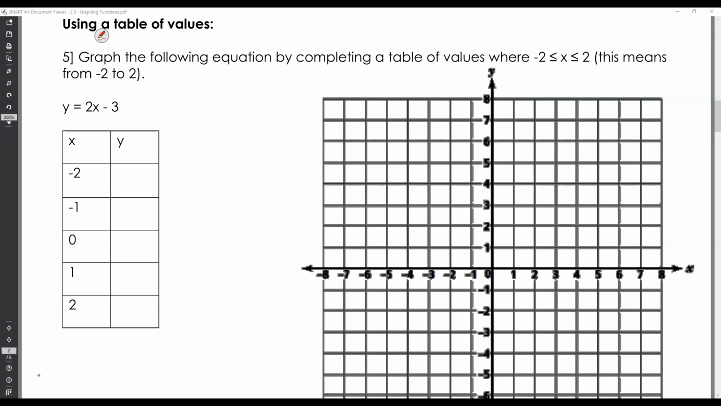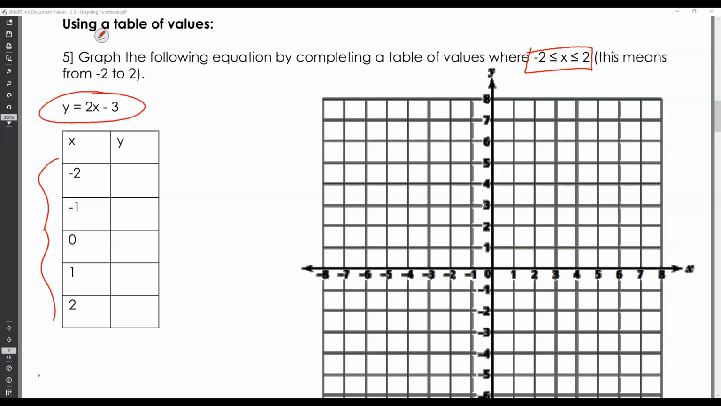Graph the following equation by completing the table of values where -2 is less than or equal to x, which is less than or equal to 2. So this means that you have an interval that they're telling you what points they want to see on your graph. And they gave you this in the table right here, okay? So, y equals 2x minus 3.